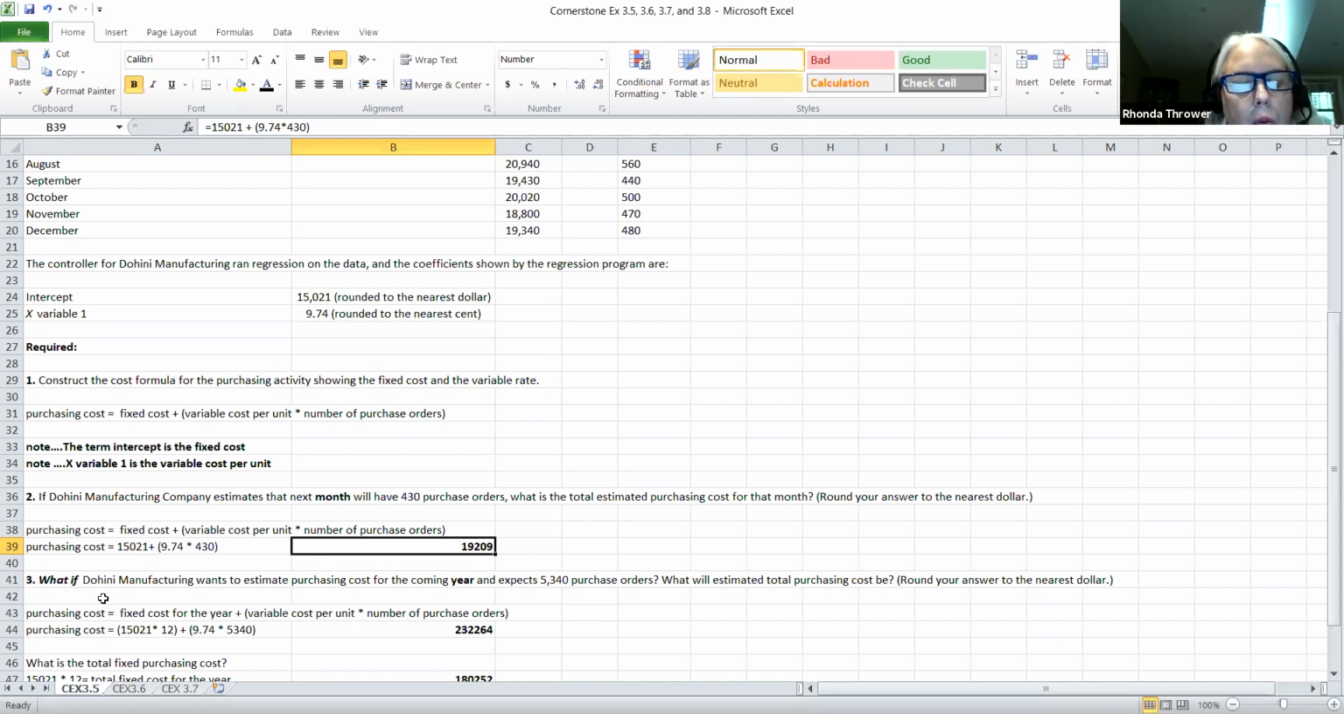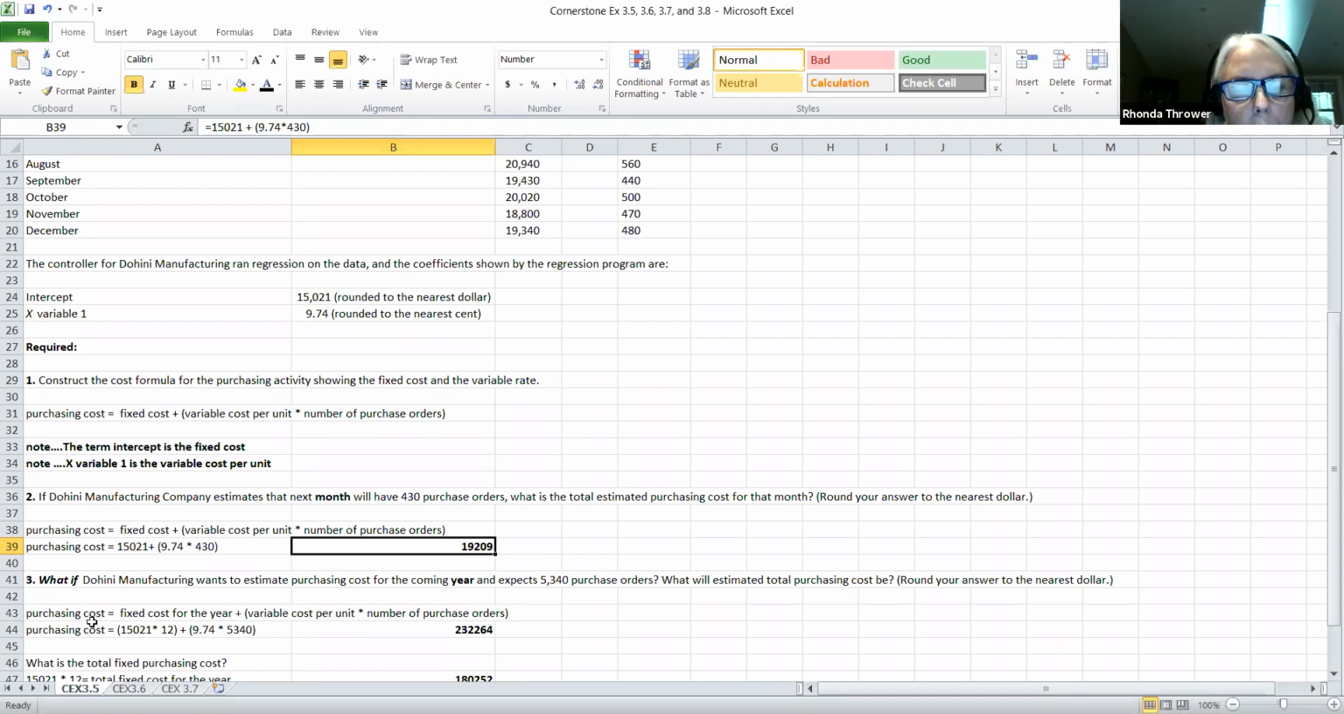And then they gave you a what-if analysis. They say, what if Doheny Manufacturing wants to estimate purchasing cost for the year this time? Remember, before we just did it for a month, but now they want us to do it for a year, and they're expecting 5,340 purchase orders for the entire year. What will the estimated total purchasing cost be?